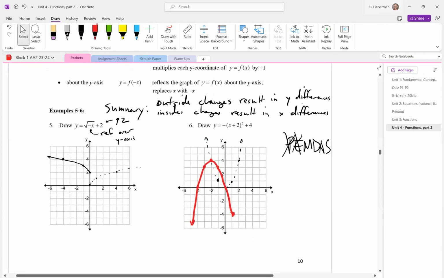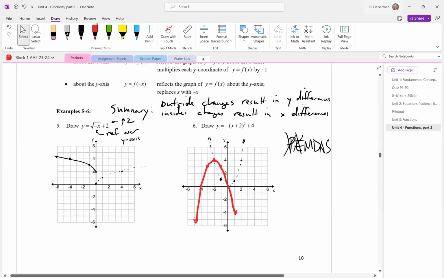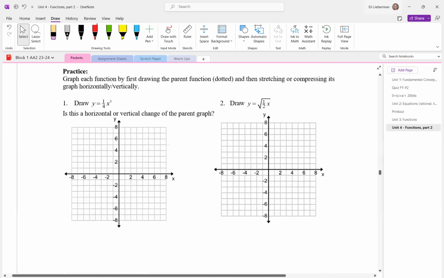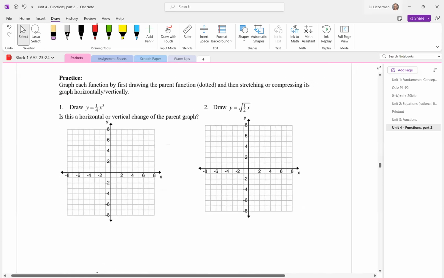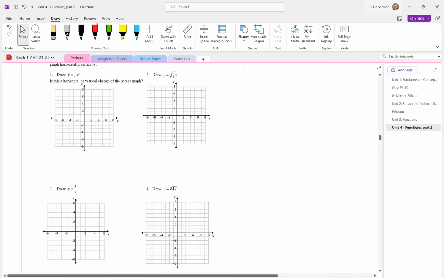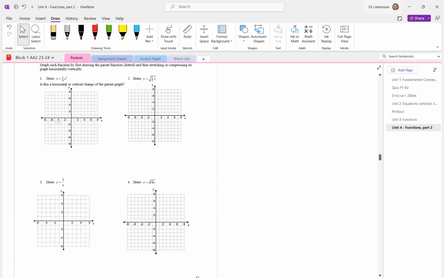Any questions? Okay. Here is some practice for you. Oh, there's a whole bunch. Oh, look at all these fun problems you get to do. So lucky.